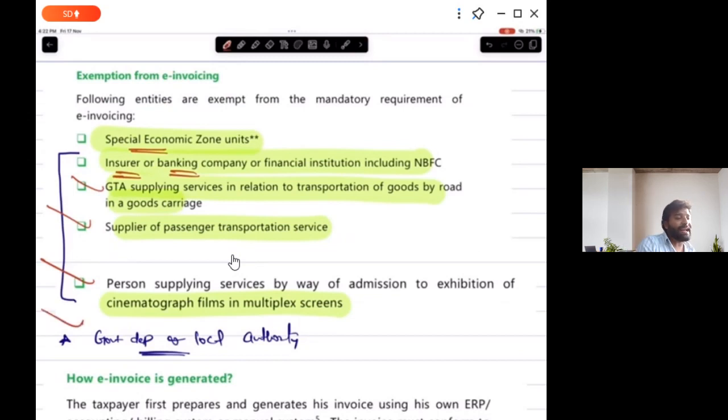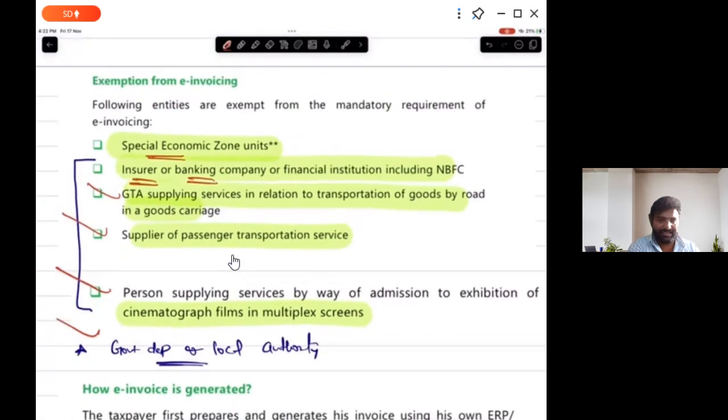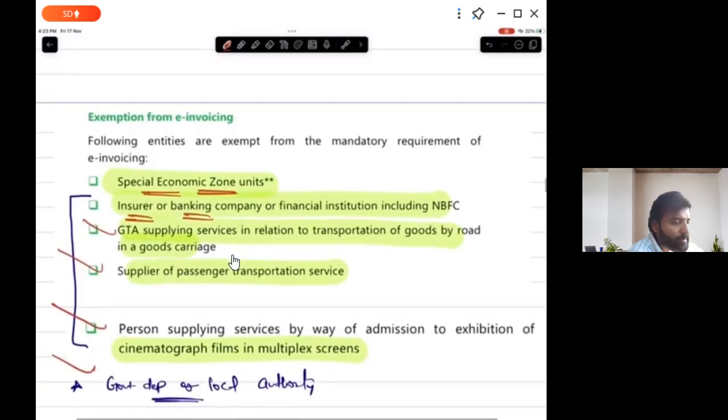So these people are exempt from invoicing if they are SEZ, insurance or banking companies, goods transport agencies, passenger transport services, multiplexes or cinema halls, or government departments or local authorities. But other than that, everybody needs to issue invoices. Again, only SEZ is covered, not the developer of SEZ. So SEZ units don't need to issue invoices, but other people need to issue invoices. So these are the people who are exempt from issuing invoices.